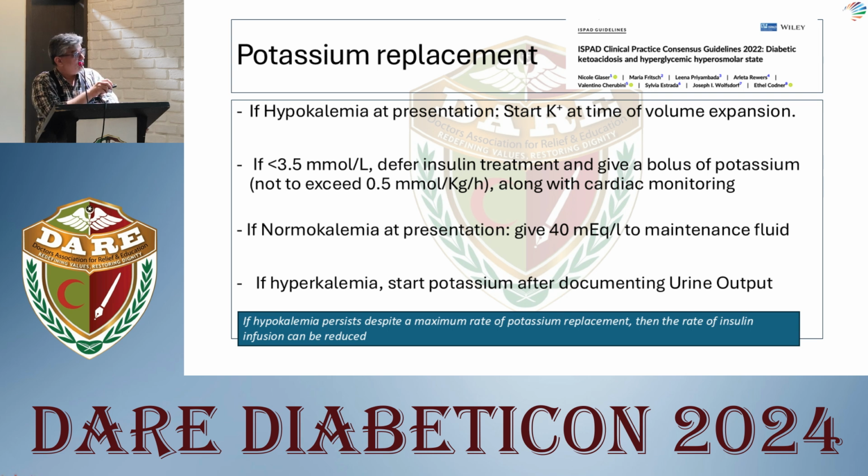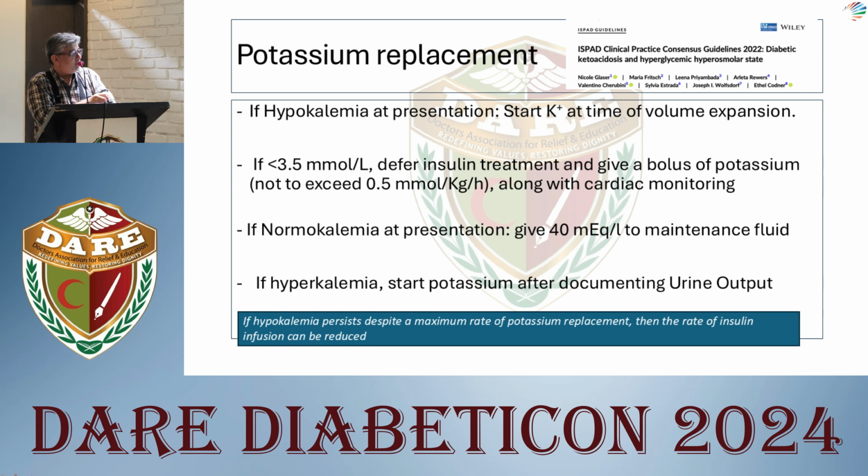Right from the beginning, you have to start volume expansion. If it is less than 3.5, don't start insulin. First correct your potassium, then you start insulin. Because the moment you start insulin, insulin will push potassium inside the cells and that will lead to a sudden drop in potassium, and the child will get into cardiac arrest. So you correct this potassium and then you start your insulin infusion.